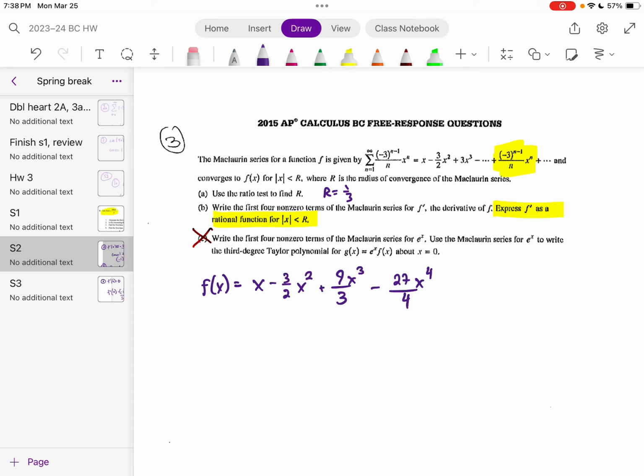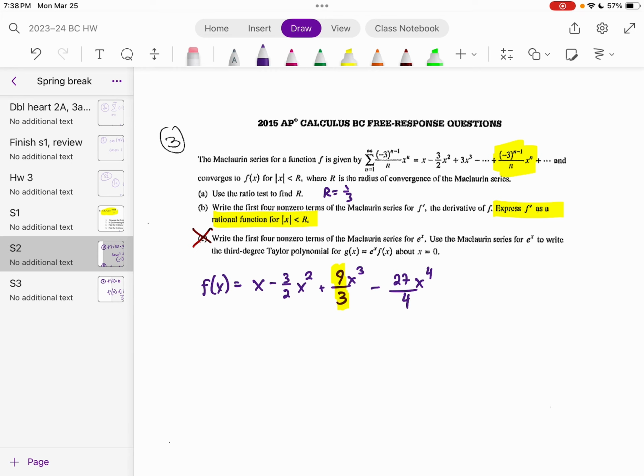So we found 1/3 as our R, our radius, in a previous screencast. I just want to note that I've rewritten this term. I like patterns. I don't like simplifying that to 3x cubed. If that bothers you, too bad. So write the first 4 non-zero terms of the Maclaurin series for f prime, the derivative of f.